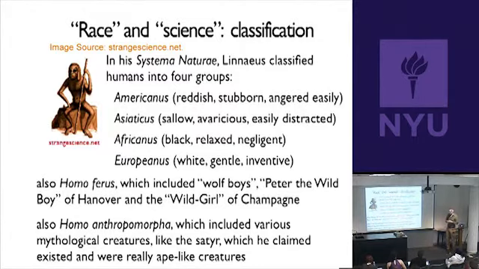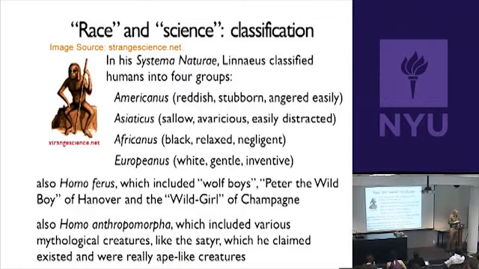He also had another group called Homo anthropomorpha, which included completely made-up creatures. So satyrs, other mythological creatures, and Linnaeus claimed they actually existed. They were in the mythology because someone sometime had spotted them, and they were really ape-like creatures, sort of like a Yeti or something. And so that was another group of humans. So: wrong, dangerous, weird.